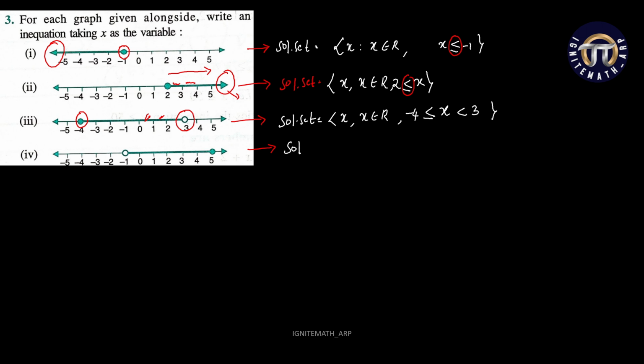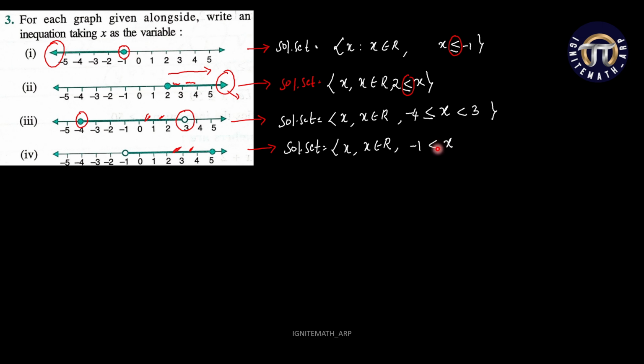So the solution set for the next one is, observe it carefully, children. Again the intermediate place is darkened. So what is the replacement set? The replacement set is the set of real numbers again. So x such that x belongs to the set of real numbers. What is the lower limit? -1 is the lower limit, so x is greater than -1. Is the circle on -1 darkened over here? Observe carefully. It is not darkened. So I don't write greater than or equal to. I'll just write greater than.